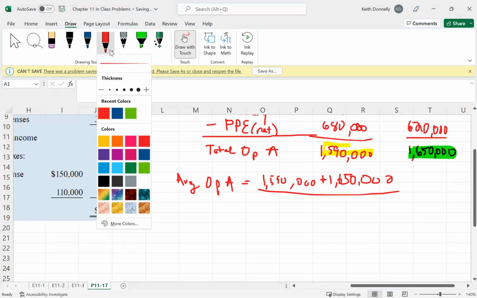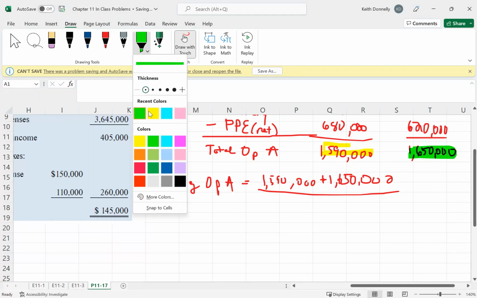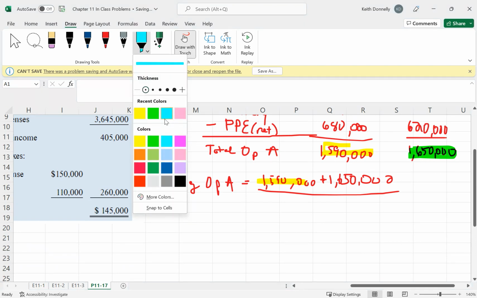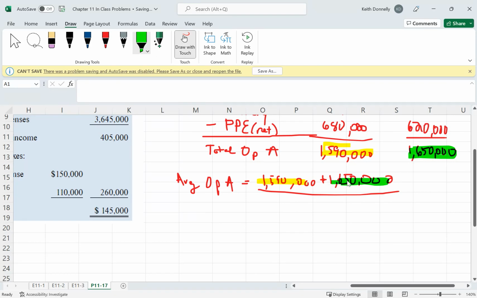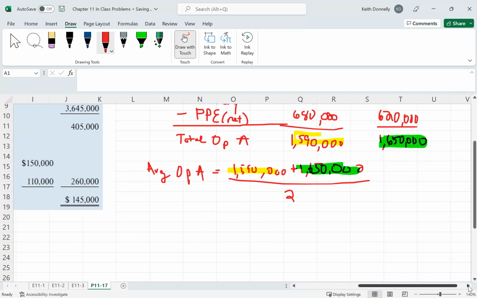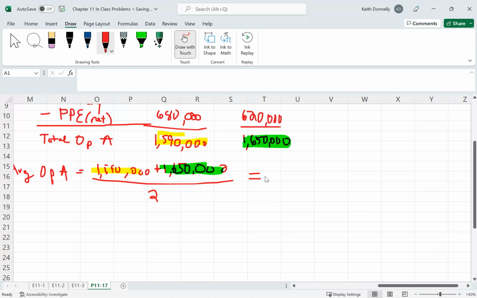And basically, that's just the 1590 and the 1650, if you're wondering where we get those. And we're going to divide that by 2 to get our average amount. So when you do the math on that, the 1590 plus the 1650 divided by 2, you're looking at average operating assets of 1,620,000.